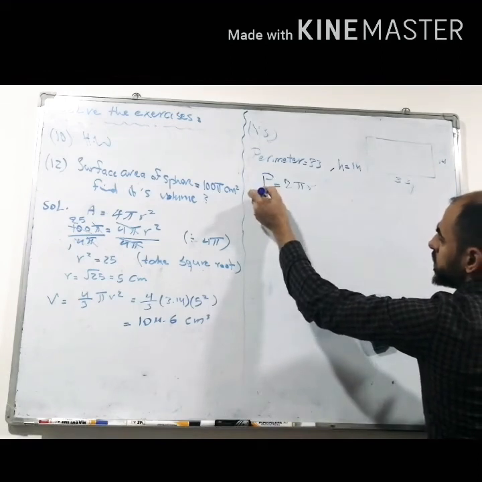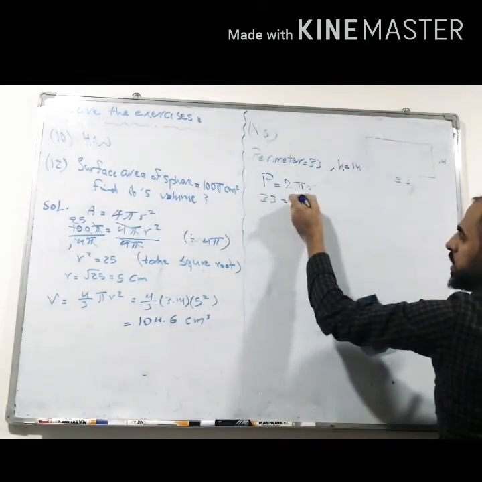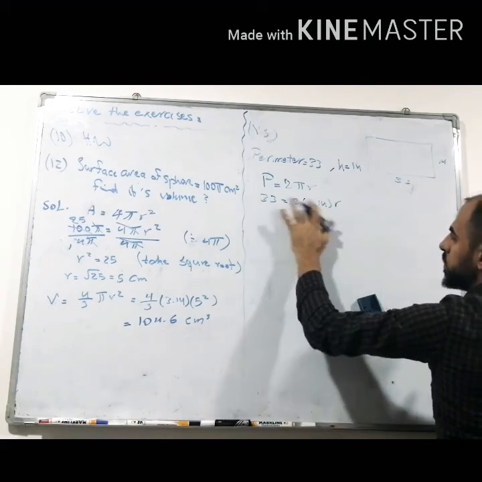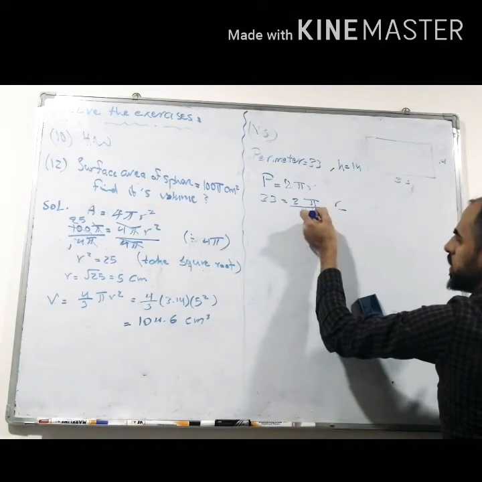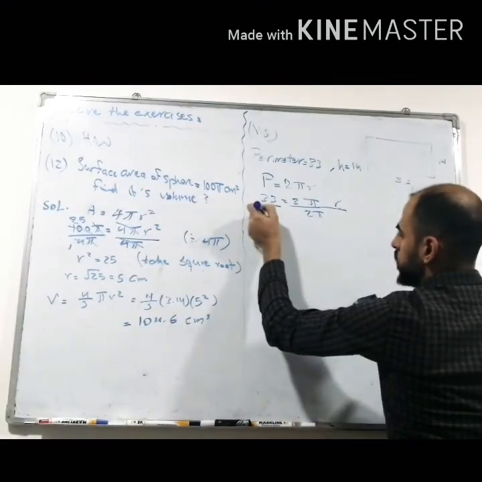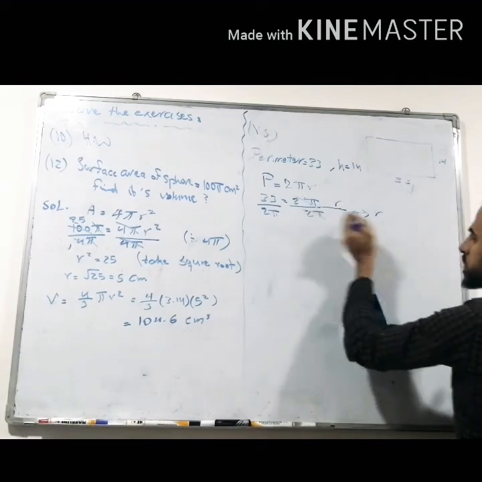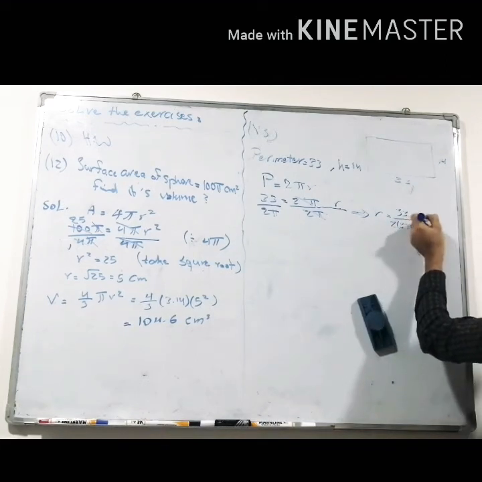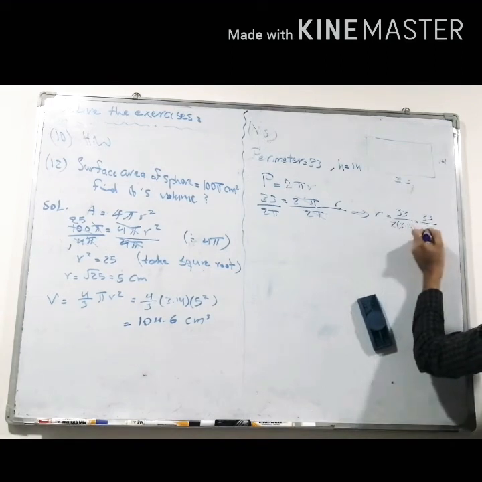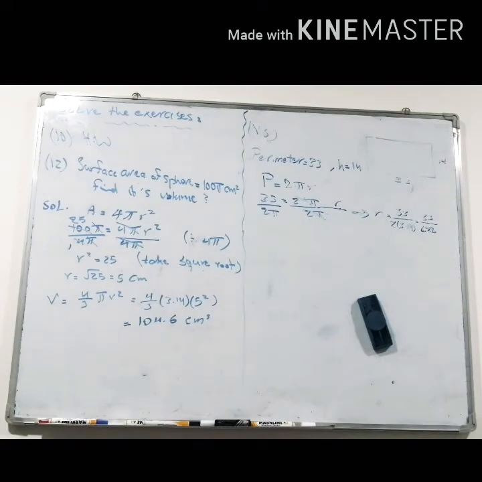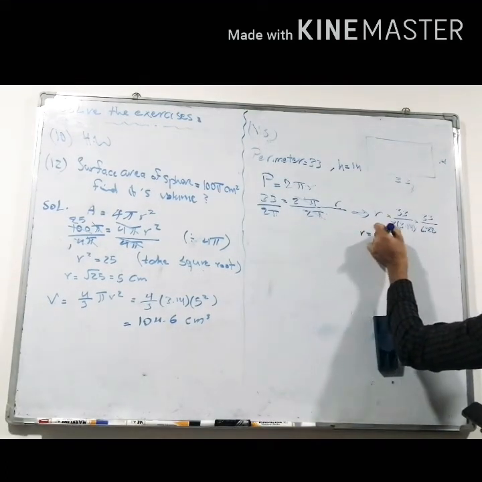Substituting the value of p, which is 33, equal to 2 by pi, which is 3.14, by r. Now dividing over 2 pi, because the unknown value is r, so dividing both sides over the coefficient of the variable, r equals 33 over 2 by 3.14, which is 33 divided over 6.28. Then r equals 5.2 centimeter.